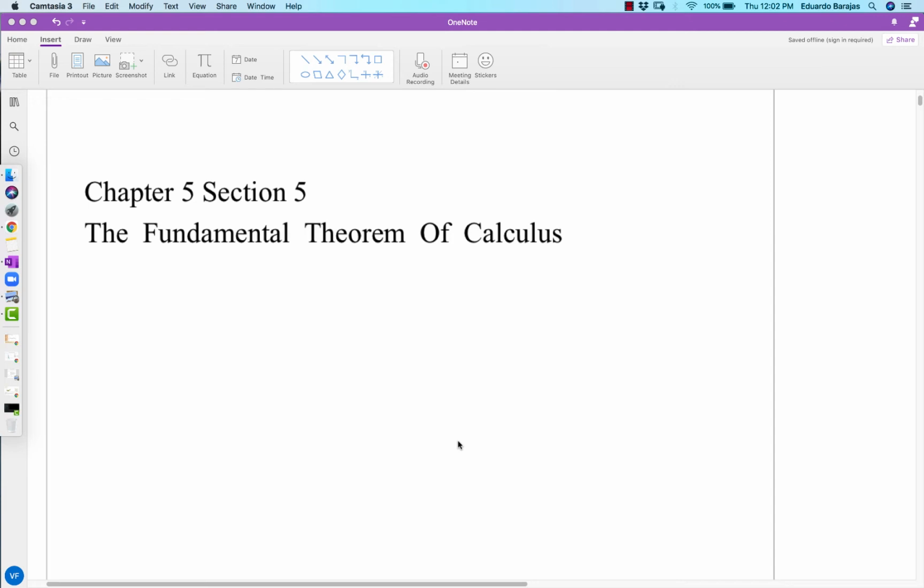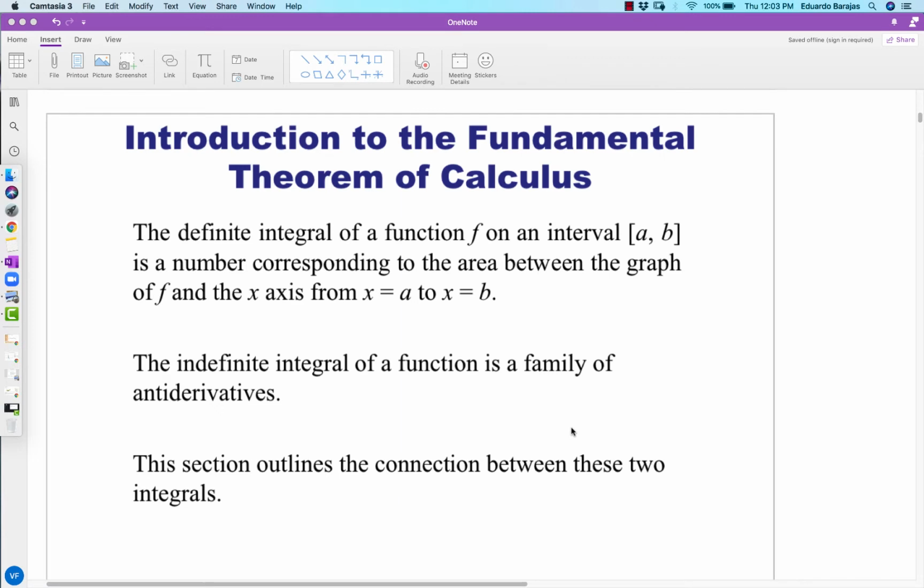Okay, Chapter 5, Section 5, the fundamental theorem of calculus. The definite integral of a function f on an interval from a to b is a number corresponding to the area between the graph of f and the x-axis from x equals a to x equals b. The indefinite integral of a function is a family of antiderivatives. This section outlines the connection between the two integrals.